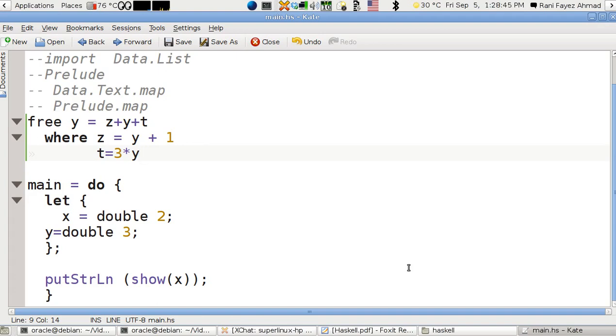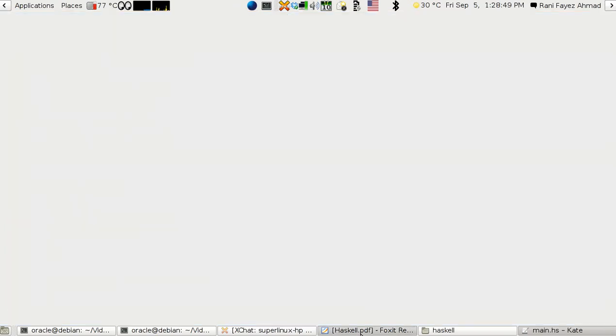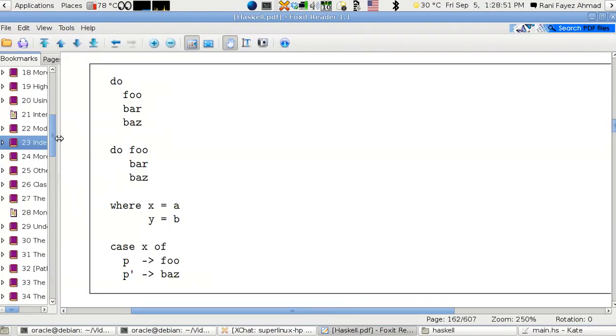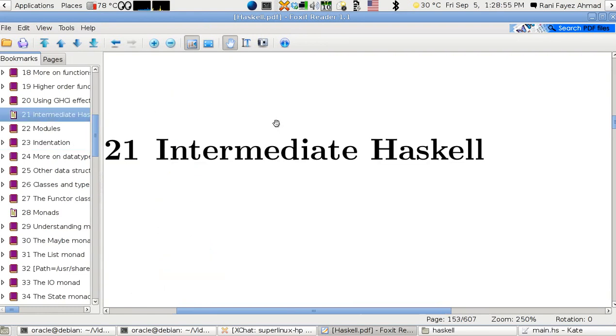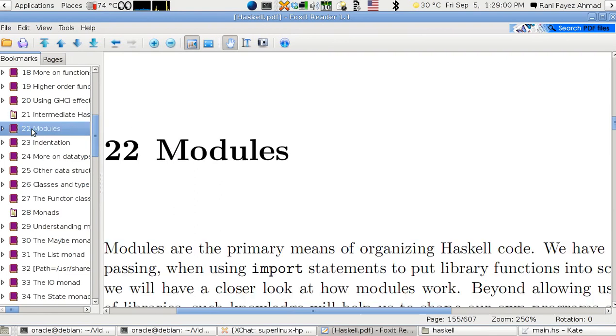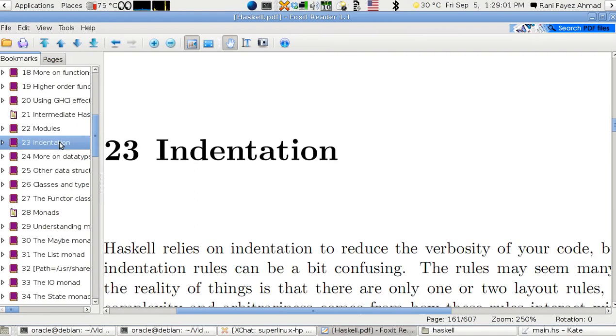This is lesson 23 in how to program using the Haskell programming language. We're at number 23 because, in the book, we are numbered as 21 for the intermediate level in Haskell that we just passed, and we had the modules in 22. Now we're on 23 for the indentation.